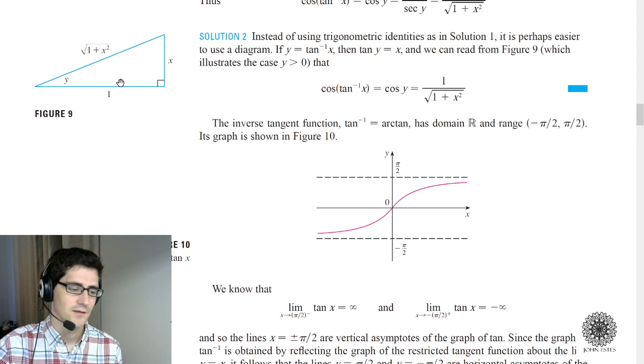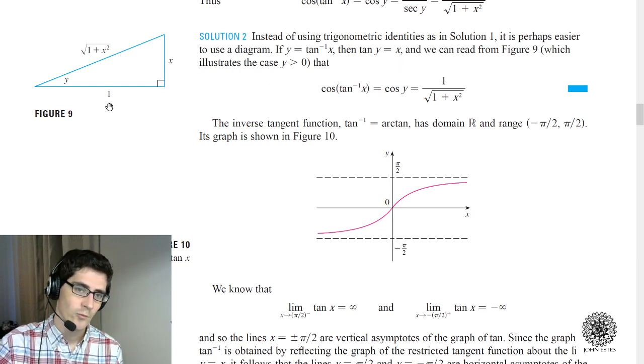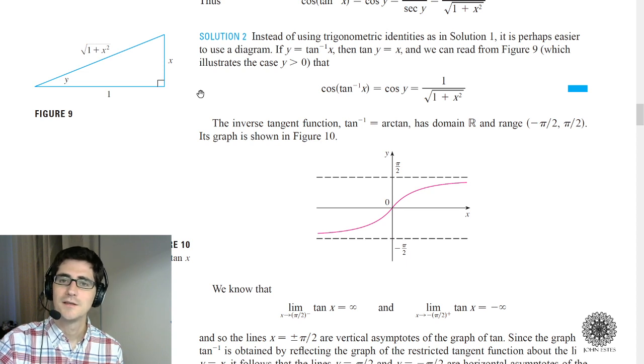Okay, does that make sense? Let me say that again. Tangent y equals x. Y is my angle. Tangent is opposite over adjacent. So my opposite side is x. My adjacent side is 1. X over 1 equals x. Tangent y equals x here. From there, I can use the Pythagorean theorem to solve for the third side. X squared plus 1 squared equals the hypotenuse squared. So you take the square root of that to get the hypotenuse to be the square root of 1 plus x squared.